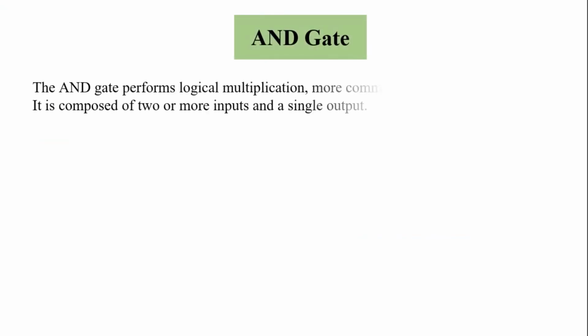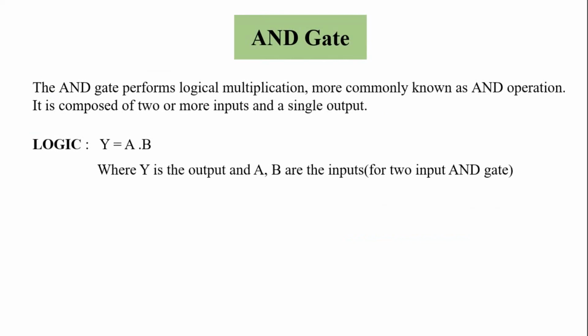Now we move to the AND gate. AND gate performs logical multiplication or AND operation. Logic of the two input AND gate is Y equal to A dot B, or A and B, where A and B are two inputs and Y is the output. Logic symbol of two input AND gate looks like this.